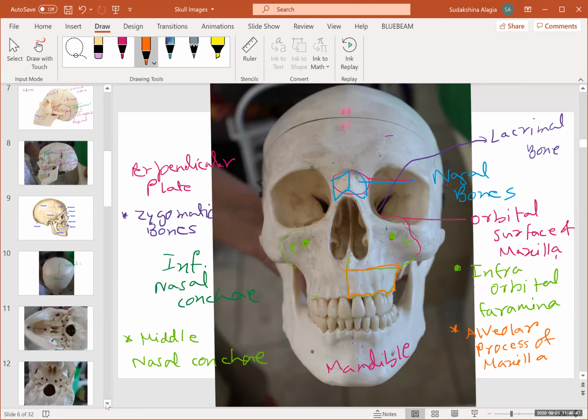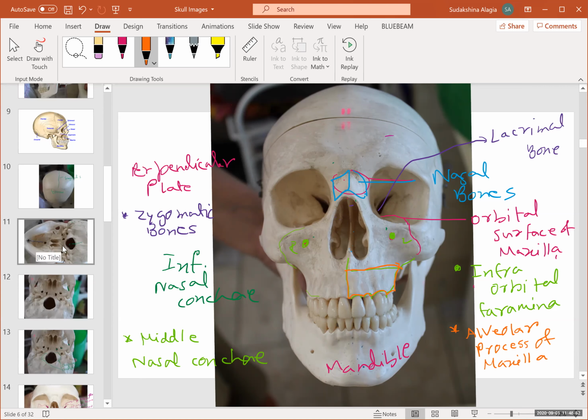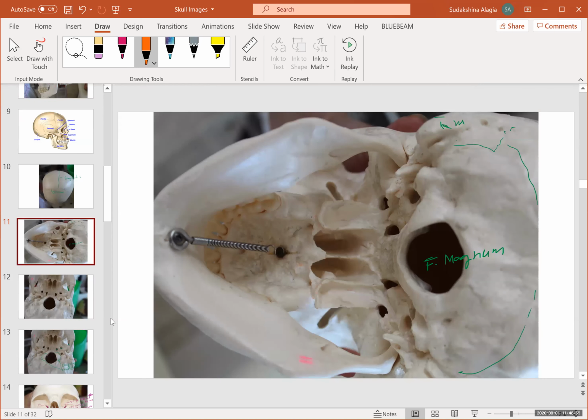With that in mind, let's look at the inferior aspect of the skull so that we can see the palatine bone and the palatine process of the maxillary bone. Here we are looking at the inferior aspect of the skull. We looked at this before. Inferior aspect of the mandible, and we are looking at the inferior aspect of the maxilla. This is the roof of your mouth. Your tongue will be here.